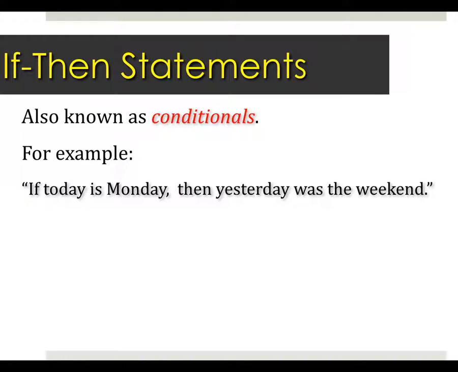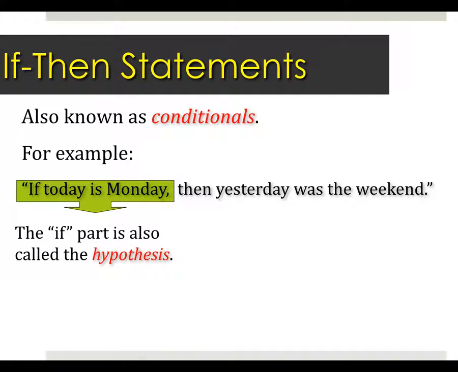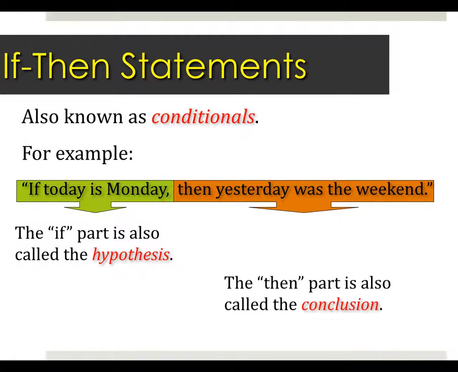Okay, so we'll start with this one. If today is Monday, then yesterday was the weekend. We're not going to talk about true or false yet. That comes later in the slideshow. Right now we're just getting some definitions under control. So you see why it's called an if-then statement. It starts with an if, then there's a comma, and a then. The first part, the if part, is called the hypothesis. And the then part is called the conclusion.